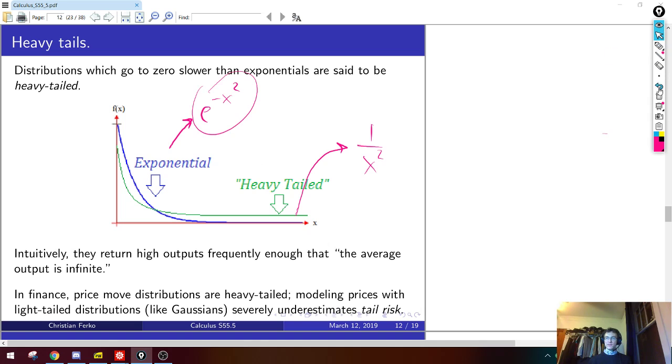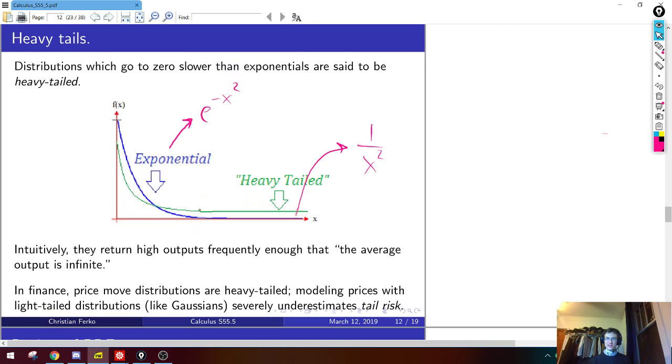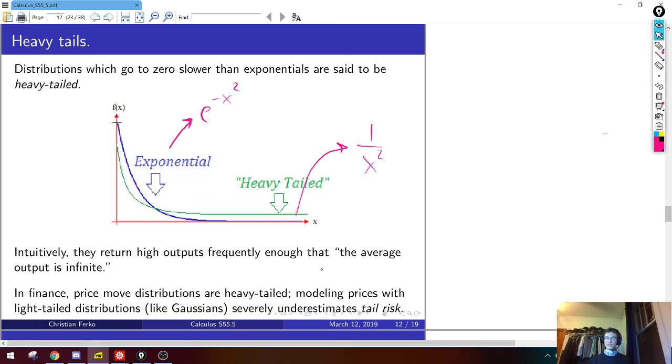So if you have a probability distribution that goes to 0 at the rate of an exponential, you normally say it is light-tailed. Light-tailed because the tail, the part where x is large, is very thin, the distance between this and the axis. If this thing does not go to 0 like an exponential, but rather like some power of x, like 1 over x squared, which is x to the power minus 2, you say the distribution is heavy-tailed.